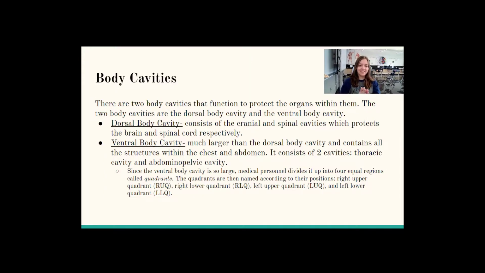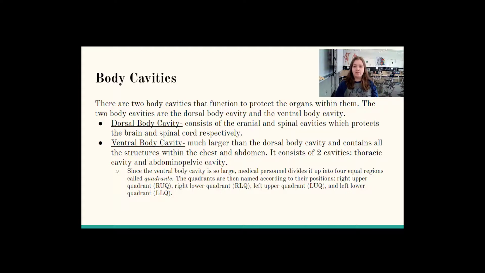All right, lastly, let's talk about some body cavities. Another way to organize the body is through cavities, and there are 2 main body cavities, the dorsal body cavity and the ventral body cavity, and they include different things. The dorsal body cavity consists of the cranial and spinal cavities, which protect the brain and spinal cord respectively. And then the ventral body cavity is much, much larger and includes everything else.